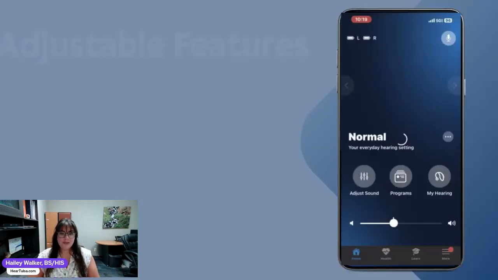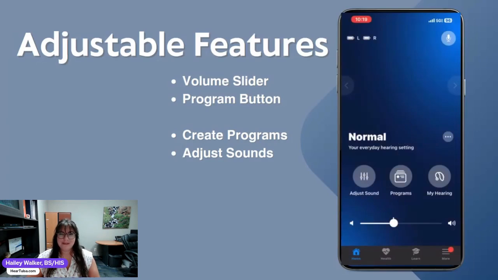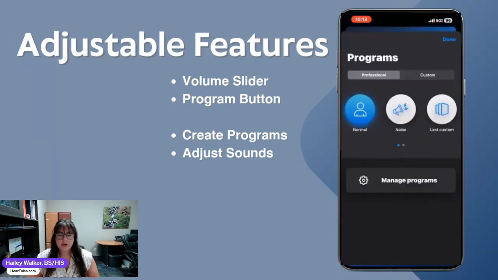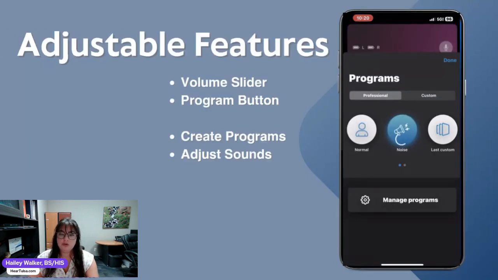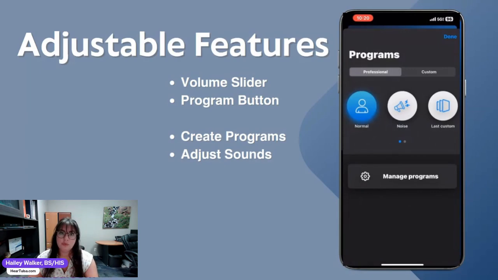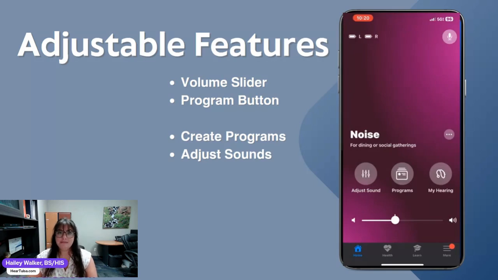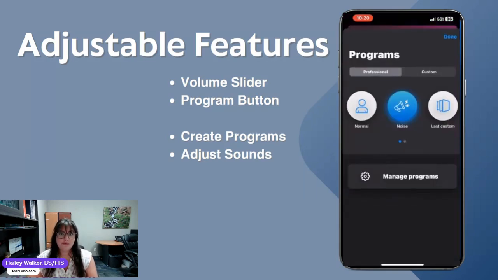So when we open up to our home screen, we are on our normal everyday program. It says what our program is and a little subtitle. We can change our program by clicking on that program button. We have two columns, professional and custom. We'll go over both, so you can choose whichever one you want. Here, I'm just going to choose Noise. That's the one that we would use when we are in a lot more noise and we need some extra help. And it gives us another little guide on what that's for.